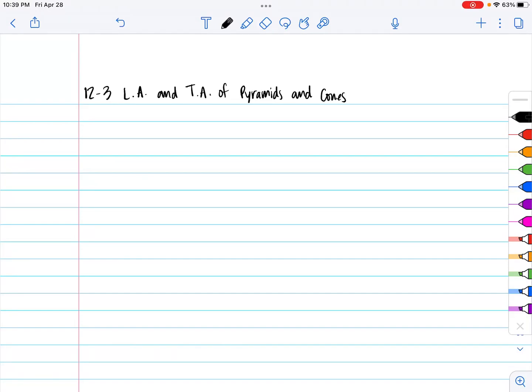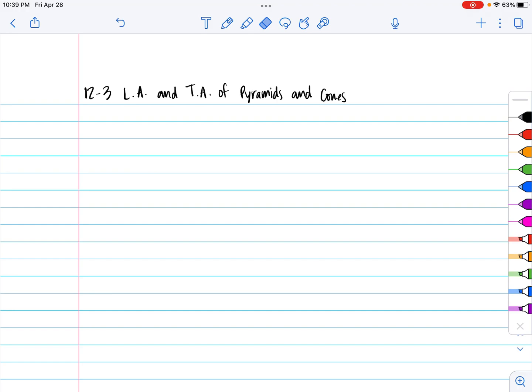Hello and welcome to 12.3, lateral area and total area of pyramids and cones. Now, the last time we were in class we talked about prisms. If you remember, if we drew a prism, this just meant that the three-dimensional object actually had two bases, the top and the bottom. Now pyramids and cones only have one base.